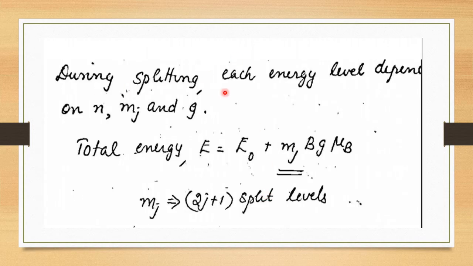Now, during splitting, each energy level depends on n, Mj and g. So, from the equation, we find each energy level depends on n, Mj and g. Therefore, total energy E is equal to E0 plus Mj g mu B B, where Mj has 2J plus 1 split levels.